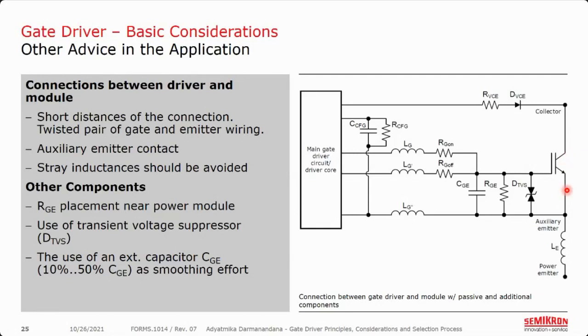With the strong current that flows through the emitter, with high slope of the current and stray inductance, a voltage is induced across this L_E. To prevent lower gate voltage due to this effect, it is recommended that we use an auxiliary emitter contact, as shown here in the picture.